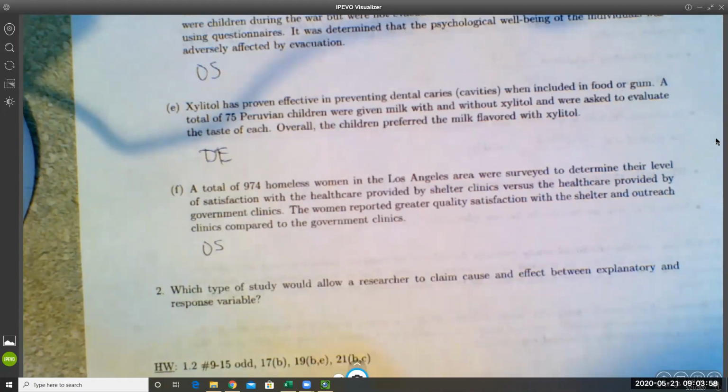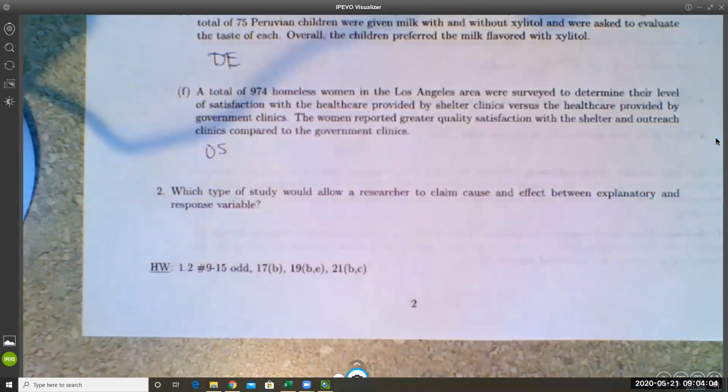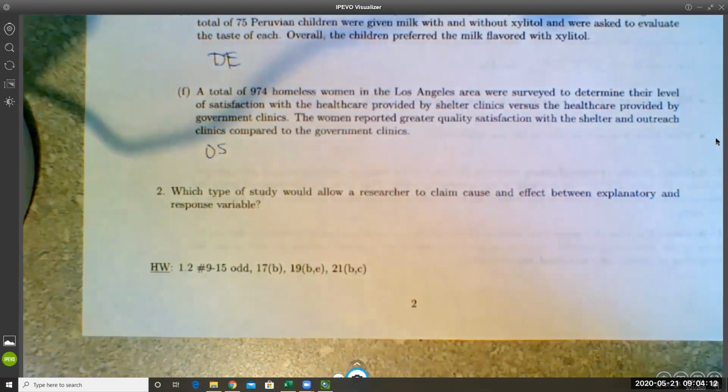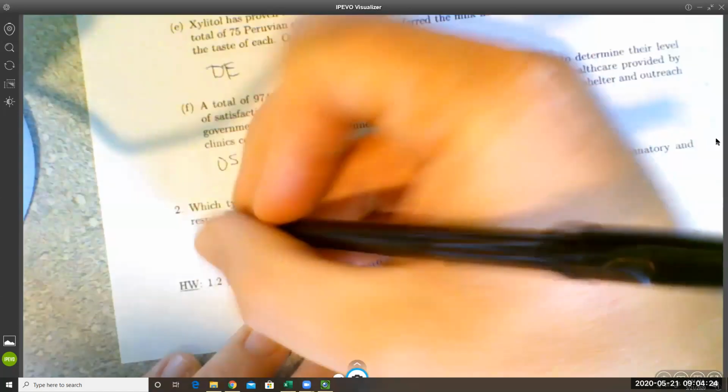So that's that. Hopefully that makes it pretty clear to you the difference between designed experiments and observational studies. Number 2 here. The second question says, what type of study would allow a researcher to claim cause and effect between explanatory and response variable? This is something that we're actually going to talk about in a little bit more detail in chapter 4. But for now, I'll say a designed experiment for sure.